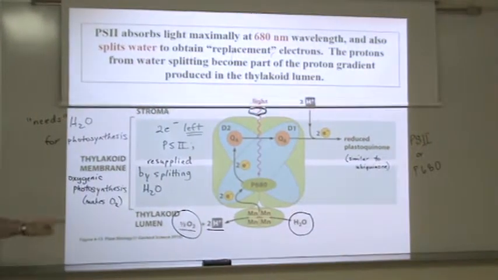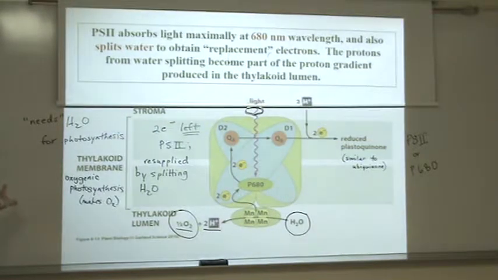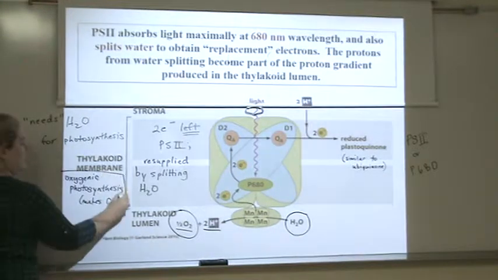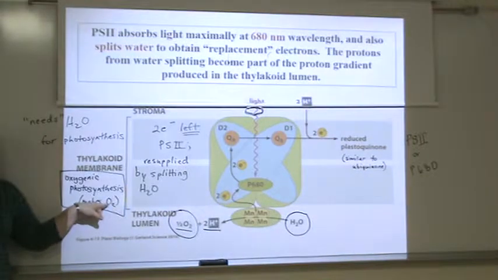So where's this happening? Where are plants doing this? Thylakoid membrane, inside the chloroplast. And remember that the chloroplast itself is derived from bacteria. The chloroplast is doing oxygenic photosynthesis. So this process of making oxygen is older than plants.